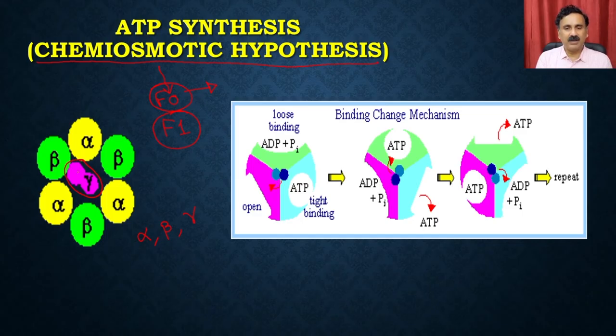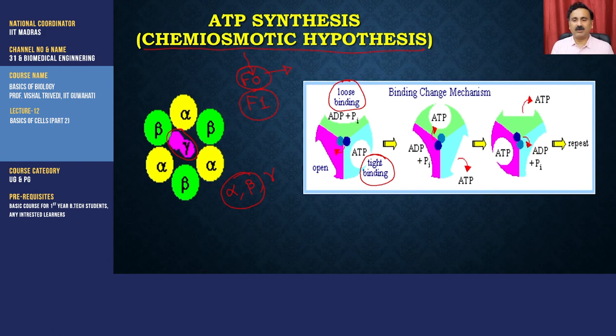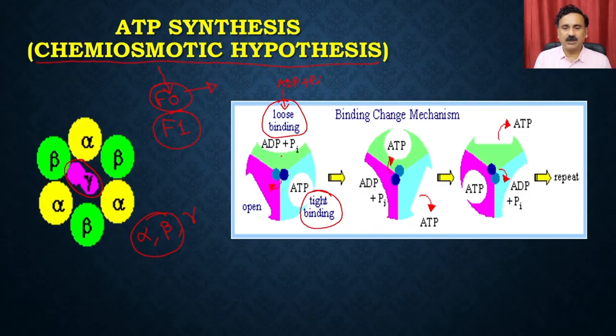The function of the gamma subunit is that it transfers the complexes from the alpha to beta. What you see here is that these alpha and beta subunits could be present in two different conformations: either the loose binding conformation or the tight binding conformation. When they are in the tight binding conformation, they will bind that particular molecule very tightly. So what will happen in the beginning? In the beginning, the ADP and the Pi are going to come and bind to the loose binding site. Once they bind to the loose binding site, the gamma subunit is going to take these molecules and put them into another subunit.